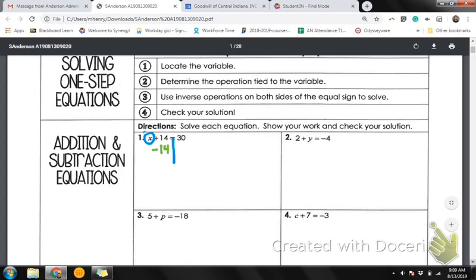But this is an equation. And so an equation means you have to do things to both sides, because we want to keep things equal. So whatever you do to one side, you have to do to the other side. And you're going to hear me say that about 325 more times. Whatever you do to one side, you have to do to the other side. So if we subtracted 14 on the left side, then I'm going to subtract 14 on the right side.